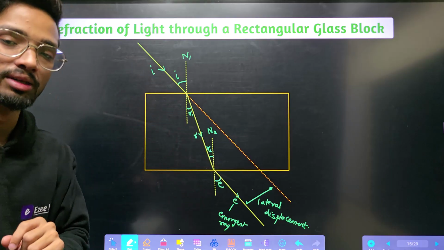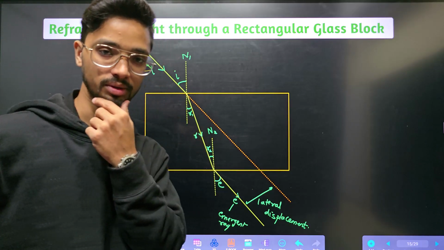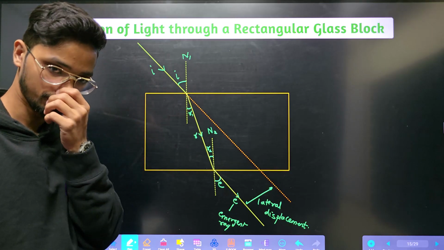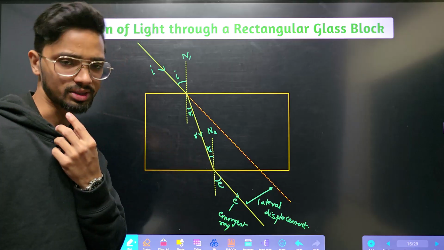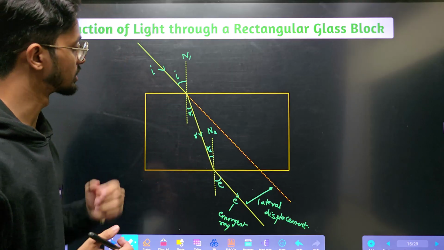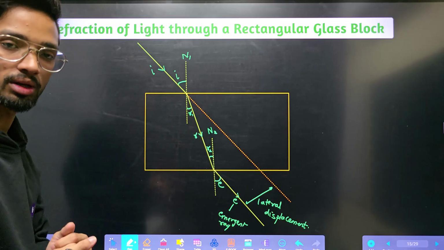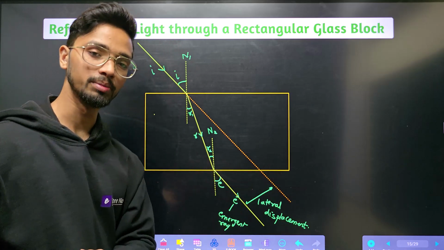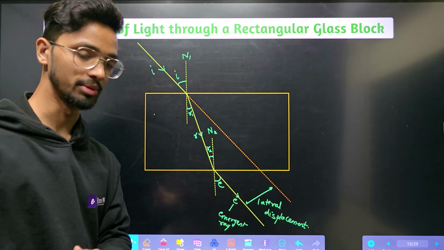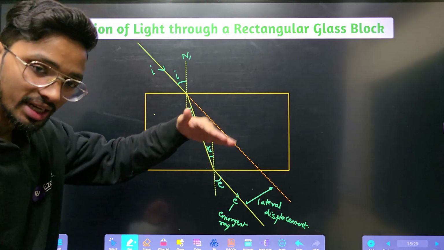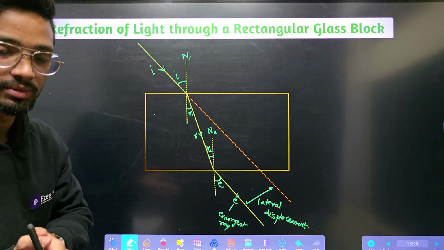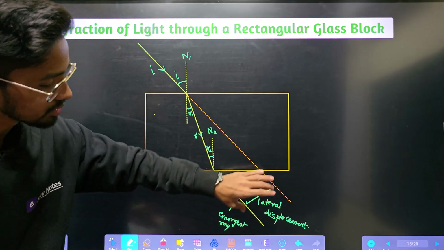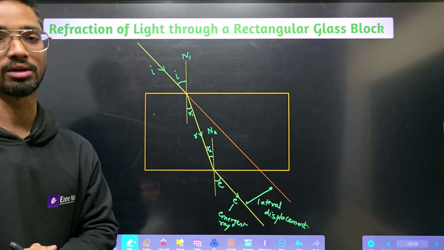See what happens when the ray of light passes through a glass block. It undergoes refraction 2 times, one on the first surface and one on the second surface. While coming to the first surface, it goes from rarer to denser medium, so it bends towards normal. While going out through the second surface, it bends away from normal because it's going from denser to rarer medium. The ray gets deviated laterally from its initial path. So this displacement is known as lateral displacement.